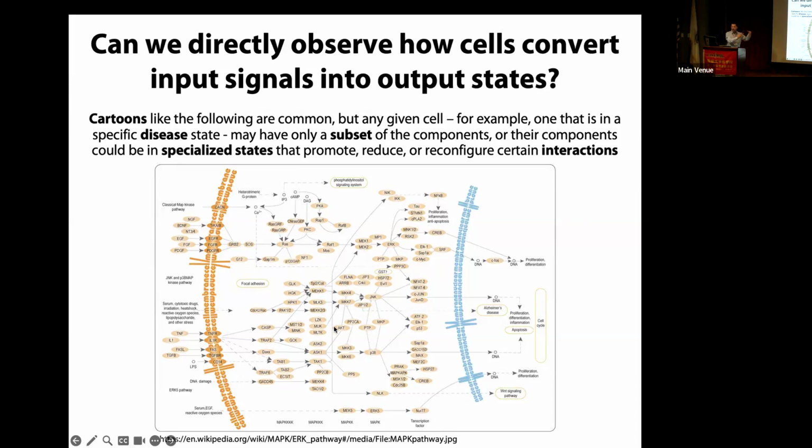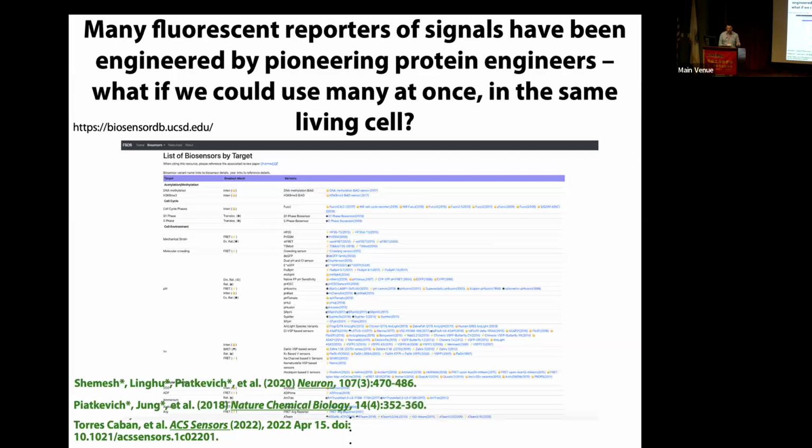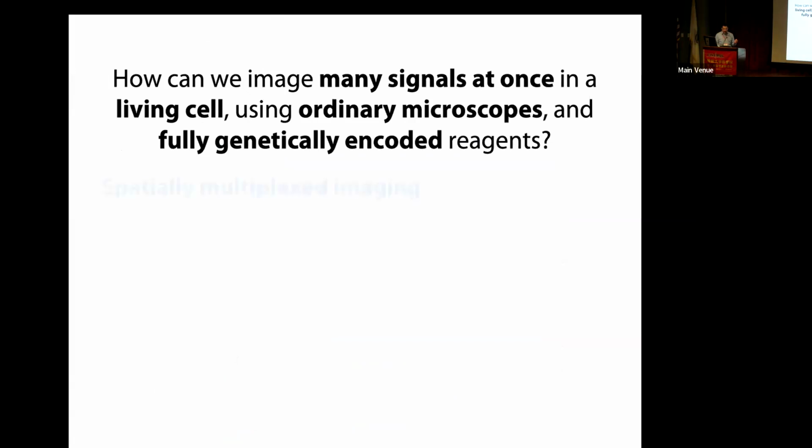And so the dirty secret is that these cartoons, we don't really know what they look like, right? In a given cell, in a given patient, who knows what the network actually is? So we started wondering, could we just image the whole thing? As I mentioned, there are lots of fluorescent reporters of signals out there. This is from Jin Zhang's wonderful database from her group at UCSD, where people made fluorescent reporters of different things by connecting a fluorescent protein and a binding domain. And so we started wondering, could we use them together?